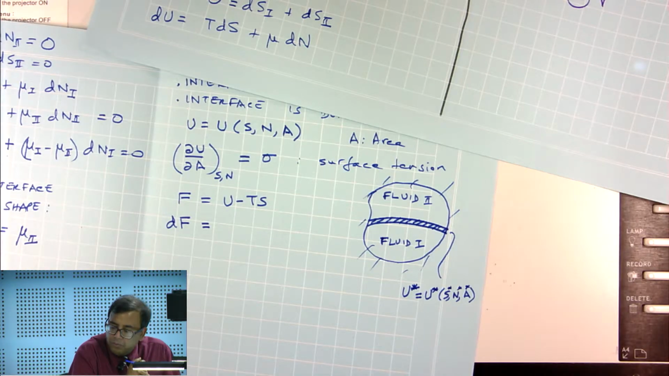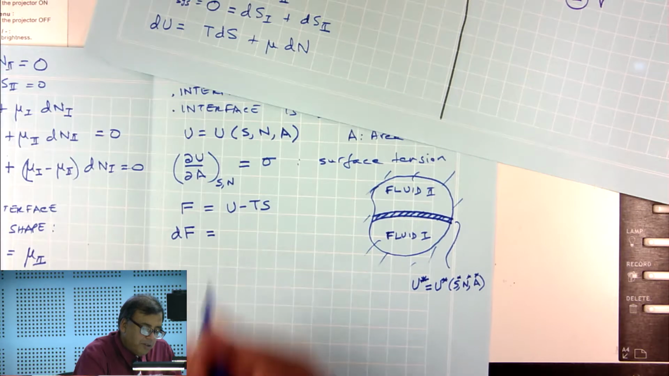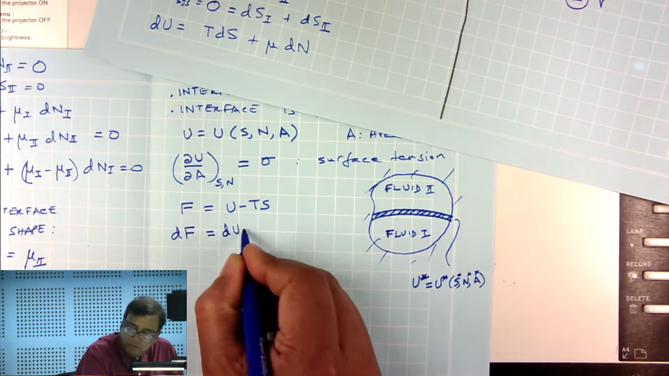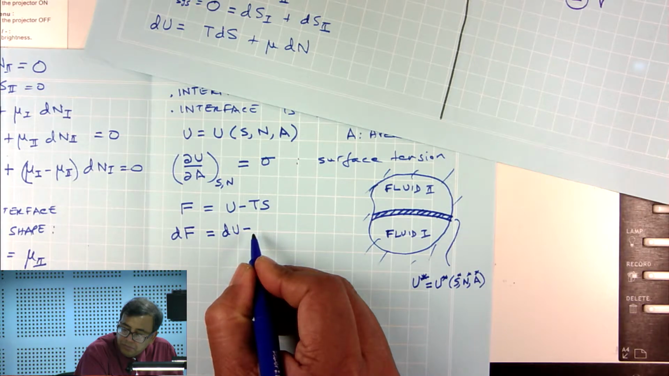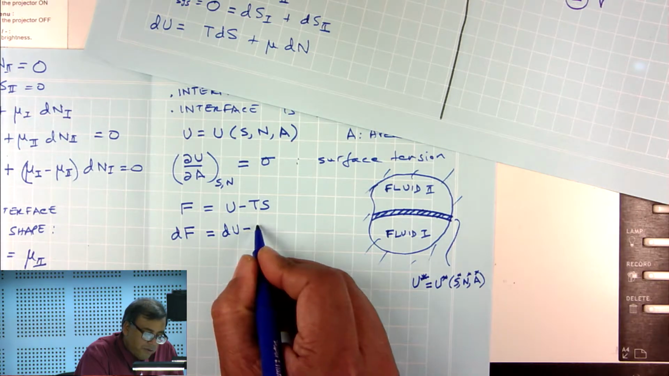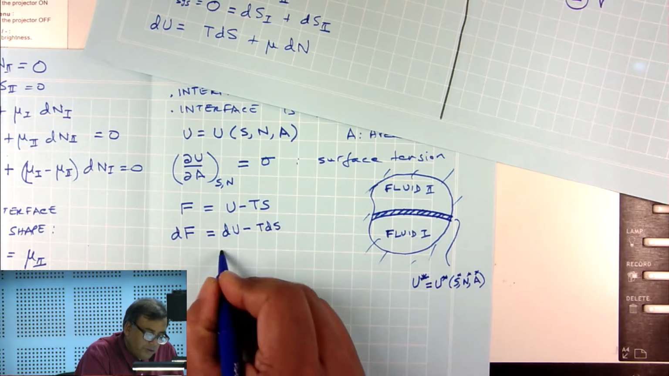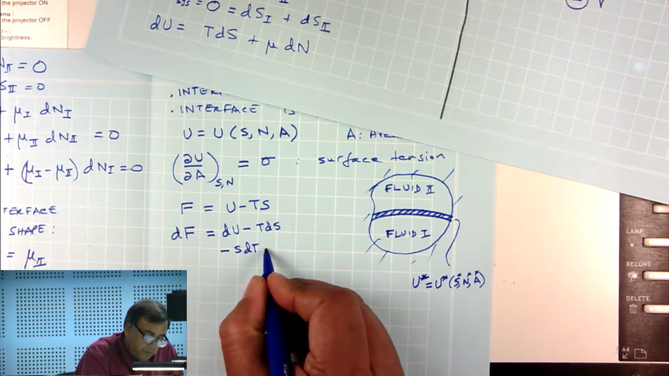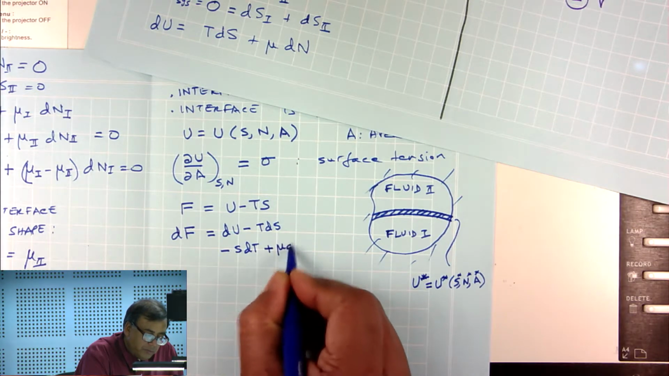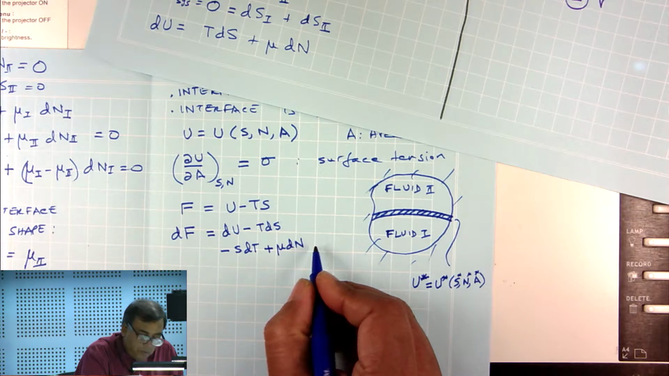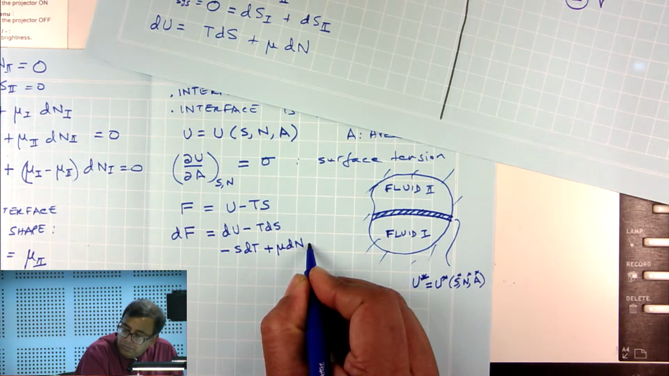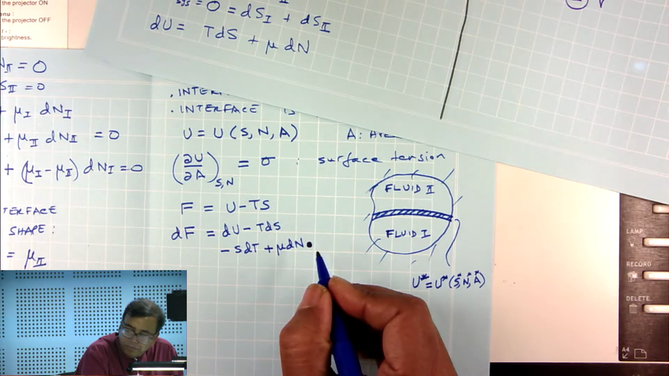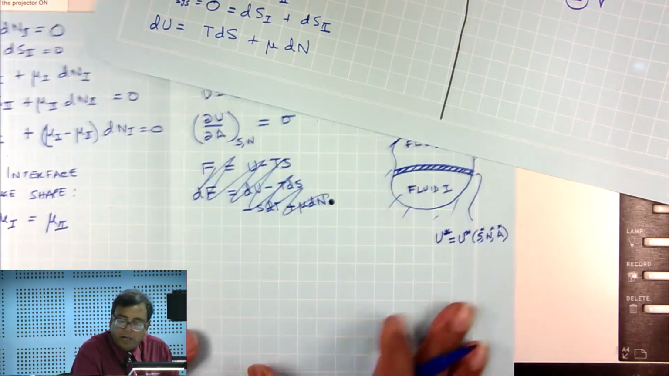All right. So, my dF will be equal to dU minus TdS minus SdT, plus mu dN. Actually, I am sorry, let me take a step back, sorry about that.